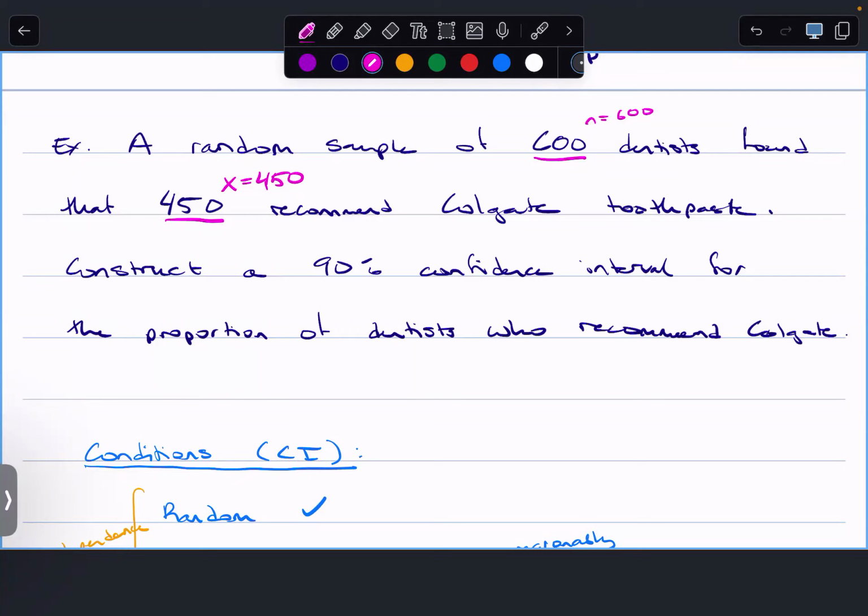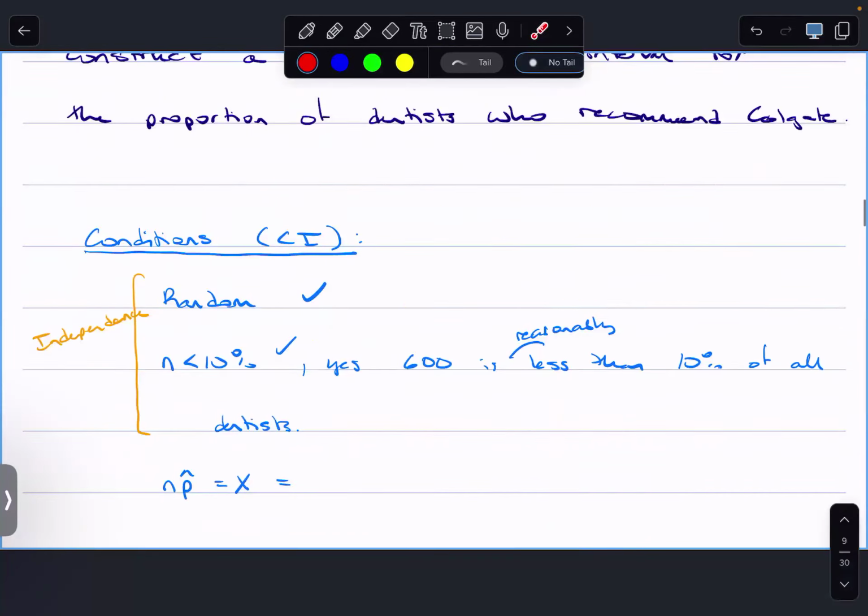What's another way I could have written this question? I could have written it the way that we had it last day, right? A random sample of 600 dentists found that 75% of them recommend Colgate. So then I give you the p hat, and you have to solve for the number of successes. Or I give you the number of successes and n, and you have to solve for p hat. But as long as you have 2 out of the 3, you're fine.